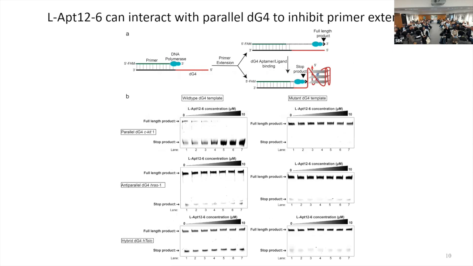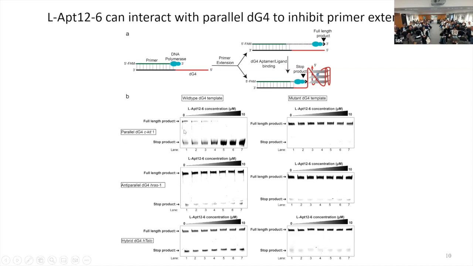inhibit the primer extension. Here, I designed a template containing a G4 structure, and the primer is labeled with 5' FAM. So in the primer extension process, if the G4 structure forms, there will be some stop product, and if the L-G4 aptamer or ligand binds to the DG4 in the template, it can further stop the primer extension. First, let's see the parallel DG4 sequence template.